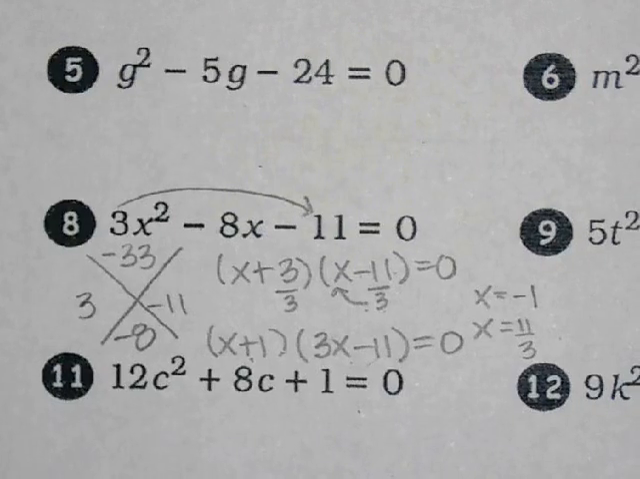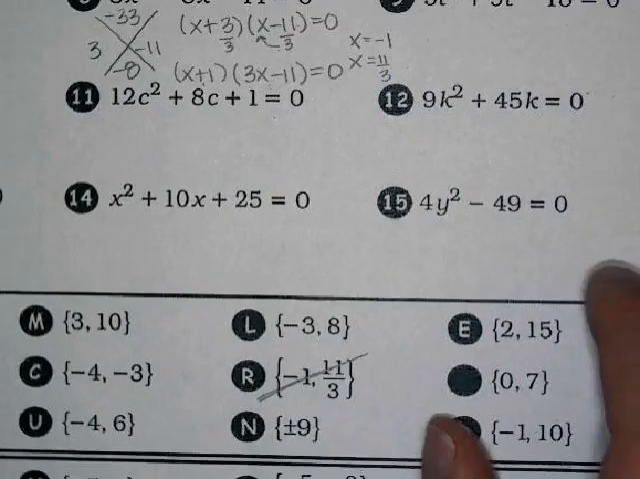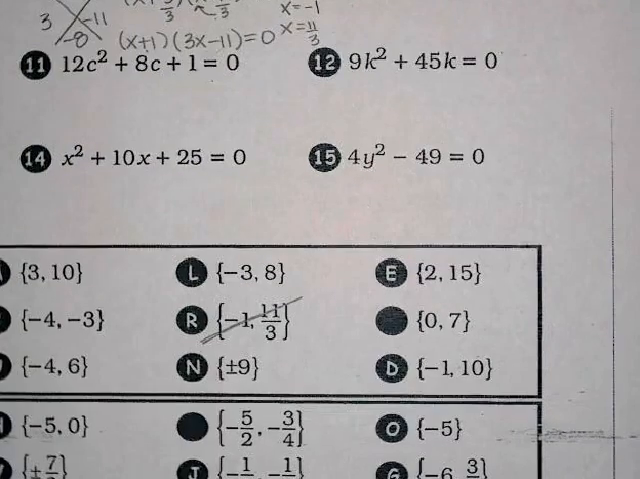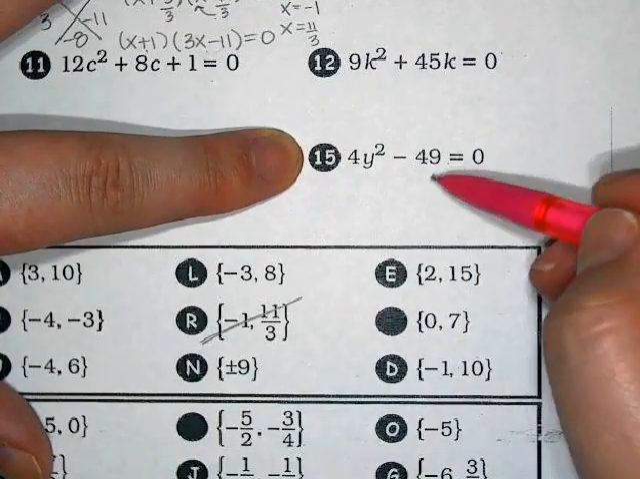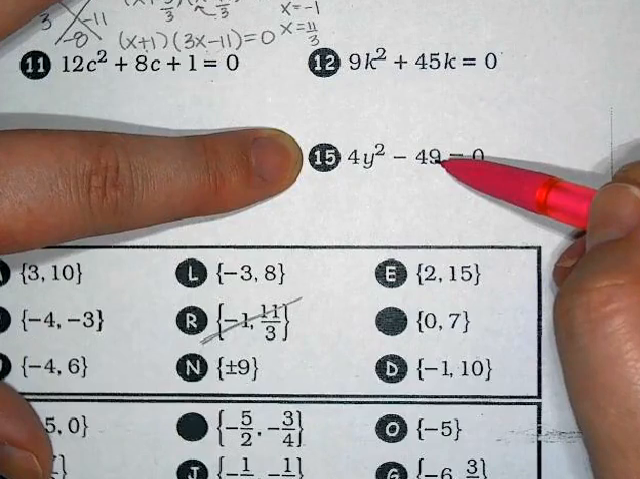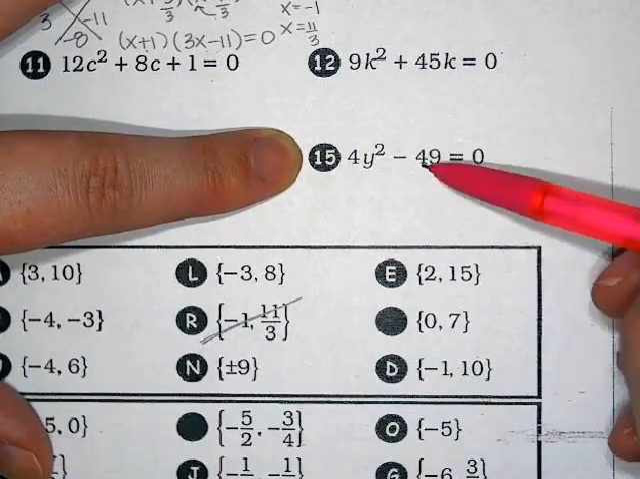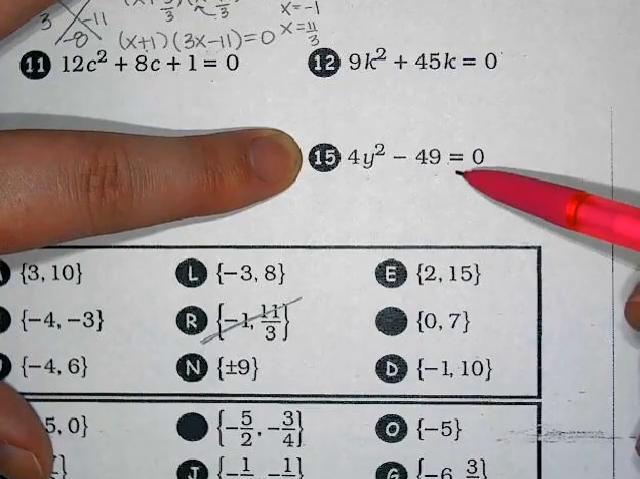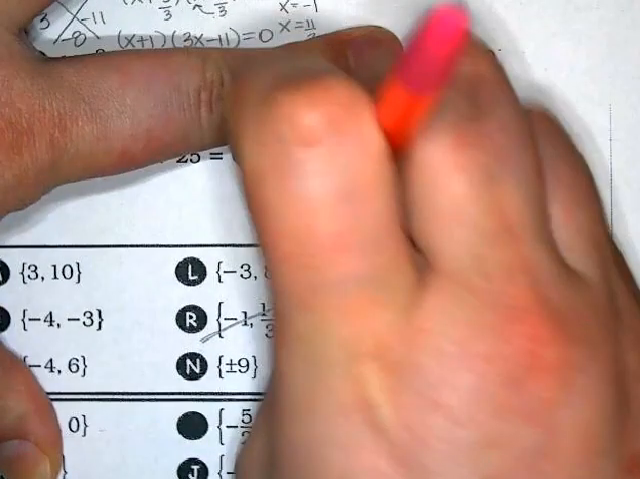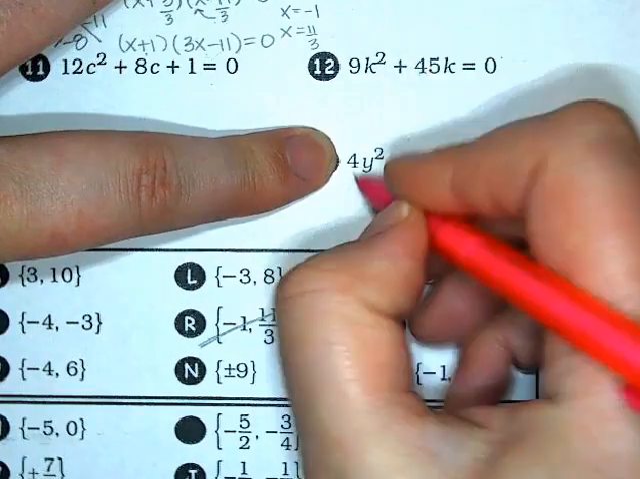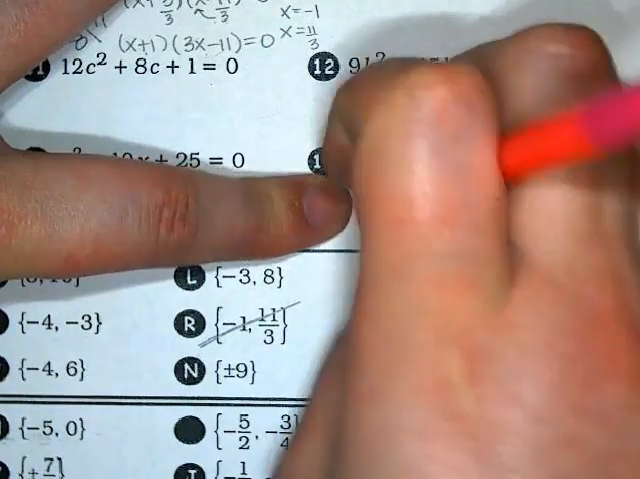Let's do another one. Let's do number 15. Let's make sure we remember stuff from yesterday. So, how do we do number 15? It's not GCF, only because 4 doesn't go into 49. So the perfect squares. So this is difference of squares, and then what would the factors be? 2y minus 7 and plus 7. Okay, 2y plus 7, 2y minus 7.